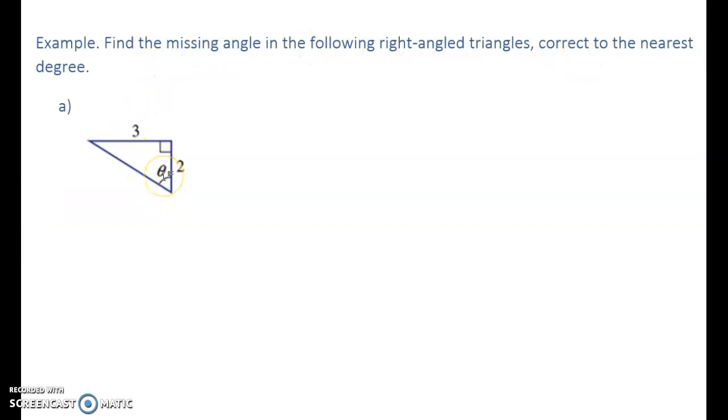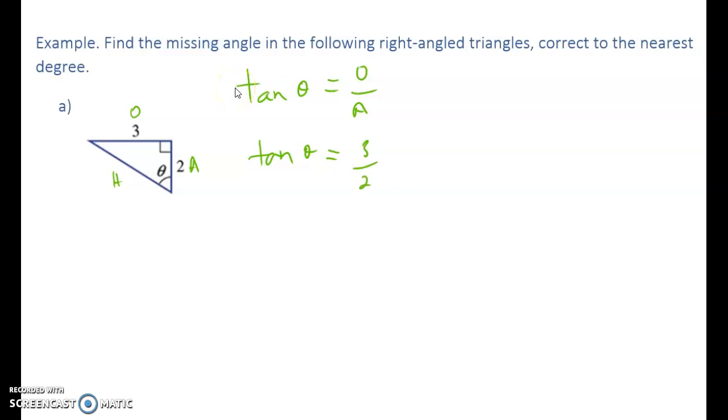Here's our angle. Let's label our sides. This is clearly our hypotenuse. This is our opposite. This is our adjacent. So we're going to use tan. Tan theta equals opposite over adjacent. Fill in the information that we have. We don't have theta, but we do have 3 over 2. Let's put that in the calculator.